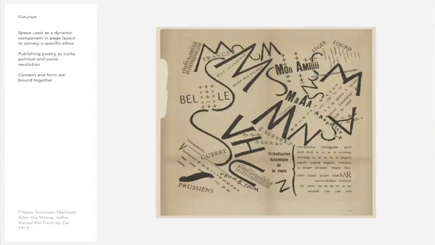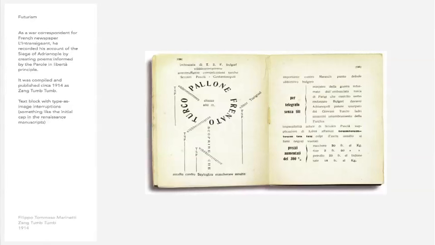So futurism, space here used as a dynamic component in page layout. It conveys really a specific ethos. Futurism is really kind of this radical, poetic, and political idea. But here you can see content and form kind of bound together. So this is really a landscape made of letters and words. After the Marne, Joffre visited the front by car. It's kind of a map of someone's travels.